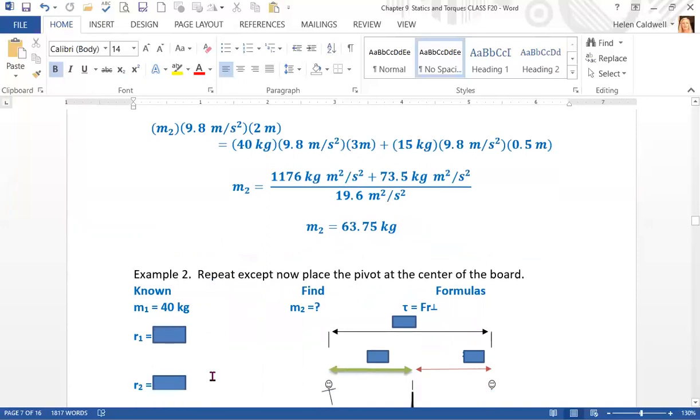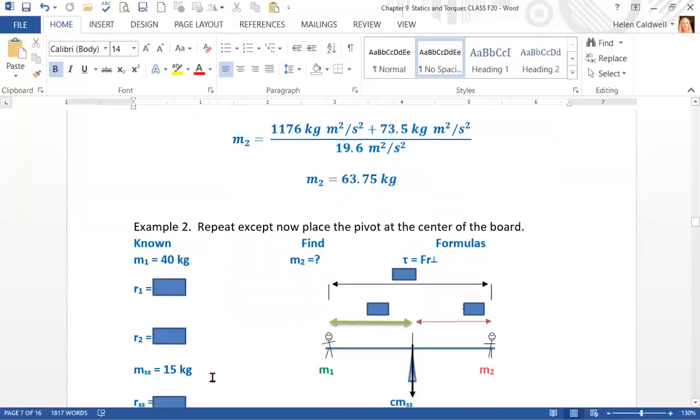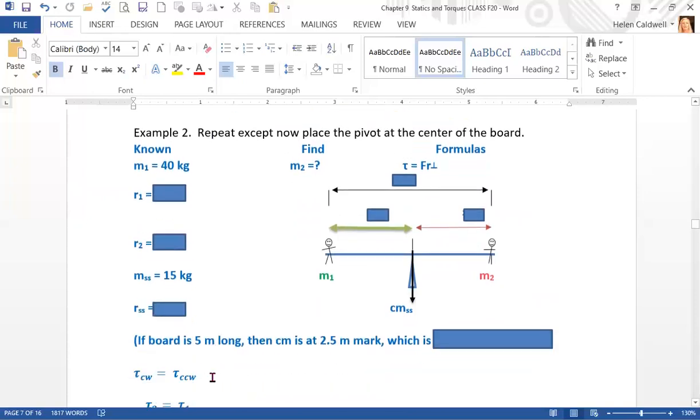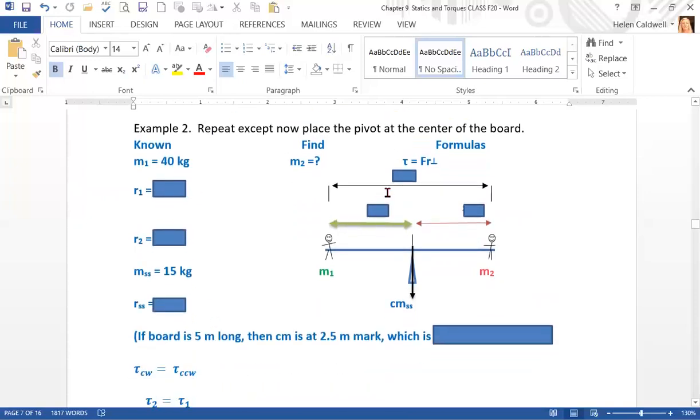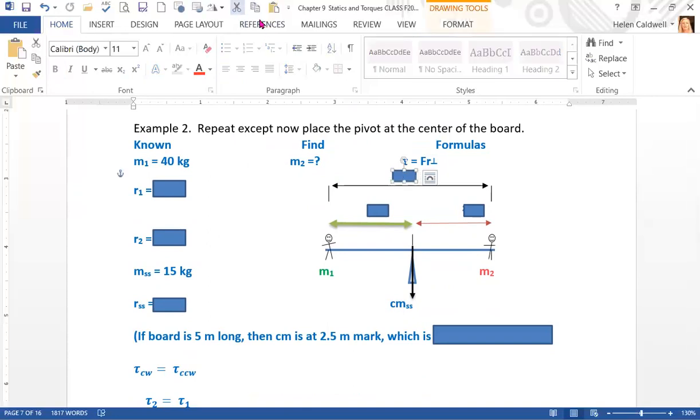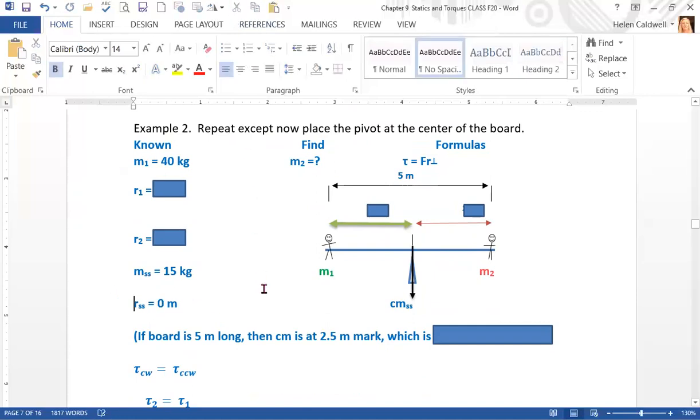All right, same seesaw. We're going to move the pivot to the middle of the board. So what do we know? Our board is still 5 meters long. But now the center of mass for the seesaw is right here at the middle of the board, which is where the pivot is. So its R would be 0. The R for the seesaw is 0. It doesn't count. It has no lever arm. So we just have child 1 and child 2.